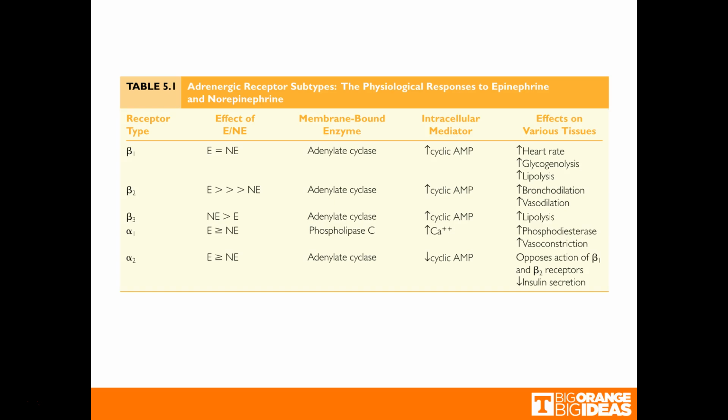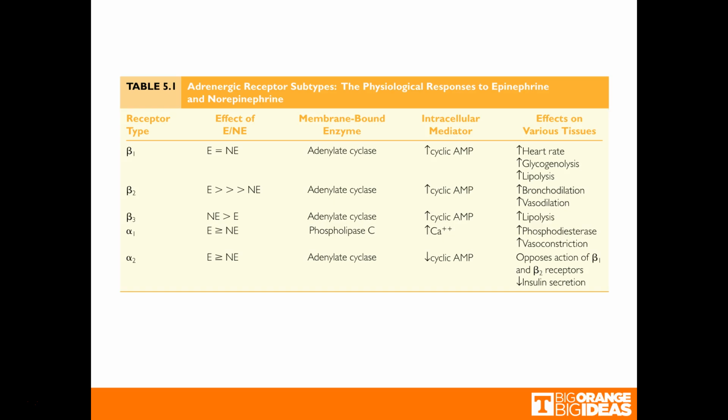The beta 2 receptors, you're going to see epinephrine having a greater impact compared to norepinephrine. And so that's going to lead to bronchodilation, so opening of the bronchi and the bronchioles in order to allow more air to pass through, so increased ventilation. And you'll also see an increase in vasodilation, where those blood vessels will open up to allow more blood flow to get through certain areas.